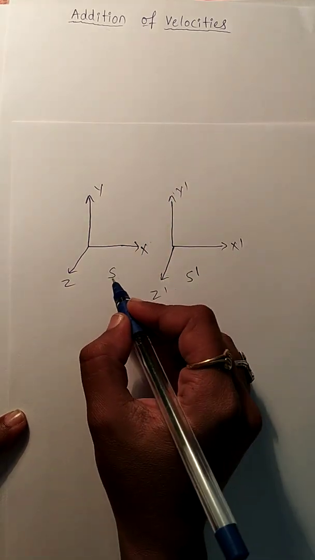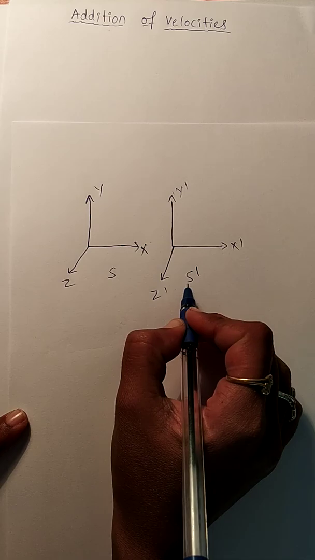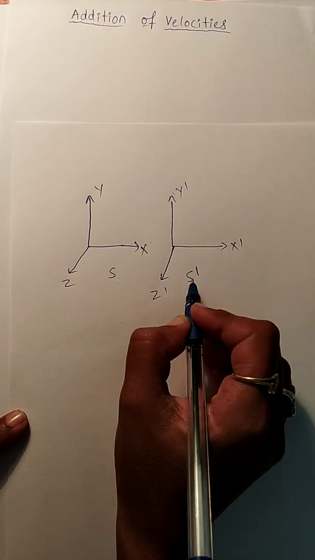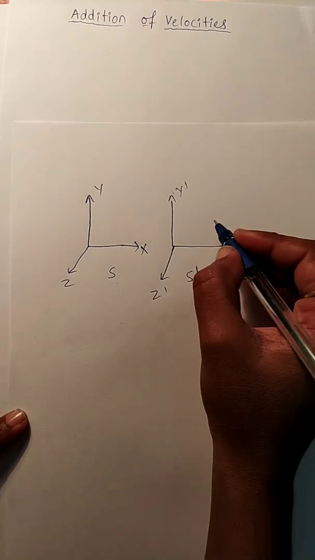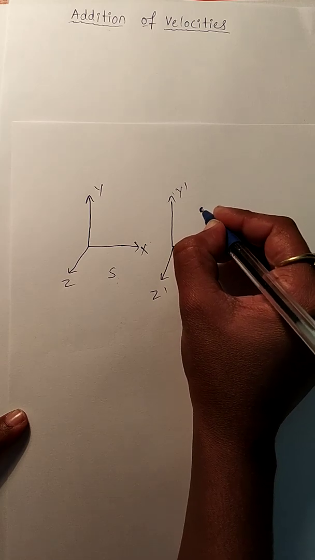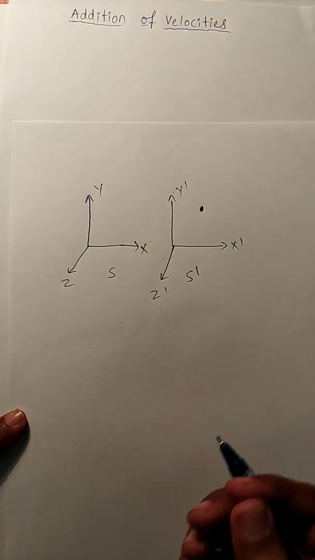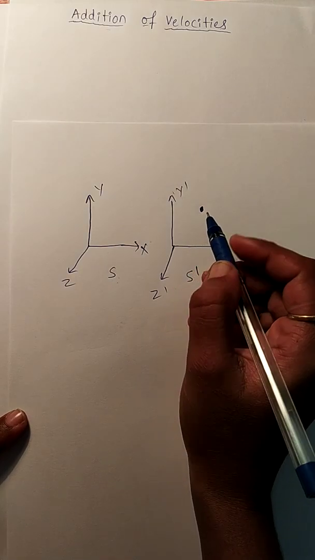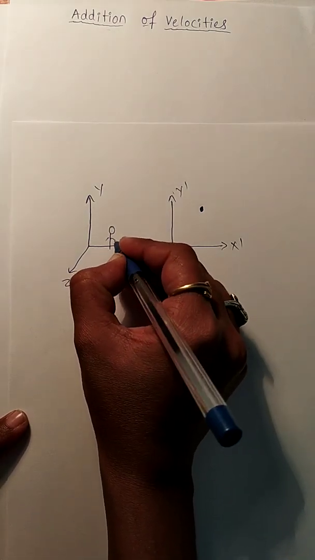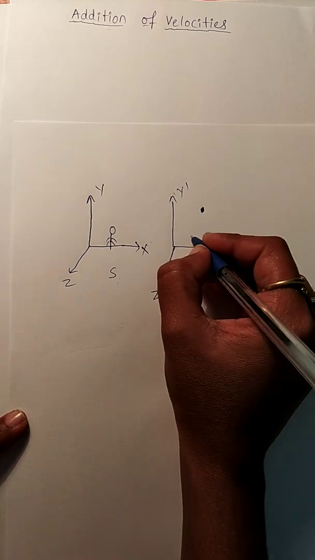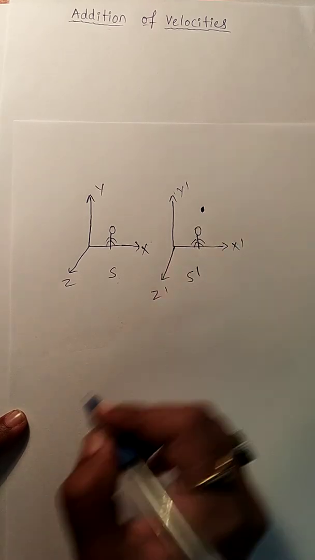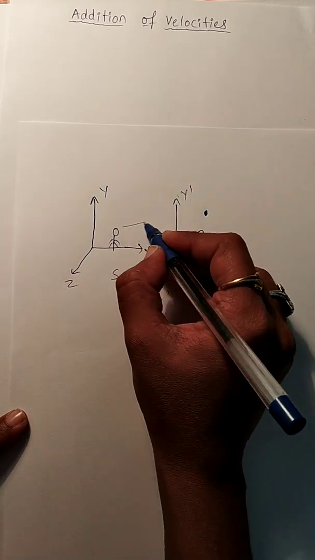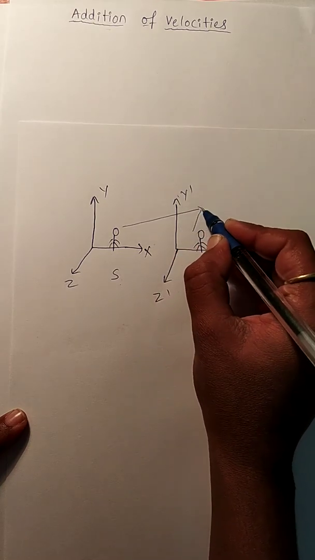Okay. Then when we are having two different types of frames of reference, one is S and another one is S dash, some event will be happening at the S dash frame. The event may be anything. So when the event is happening at the S dash frame, there are two observers. One is there in S frame and another one is there in S dash frame. And both these observers are observing the same event.